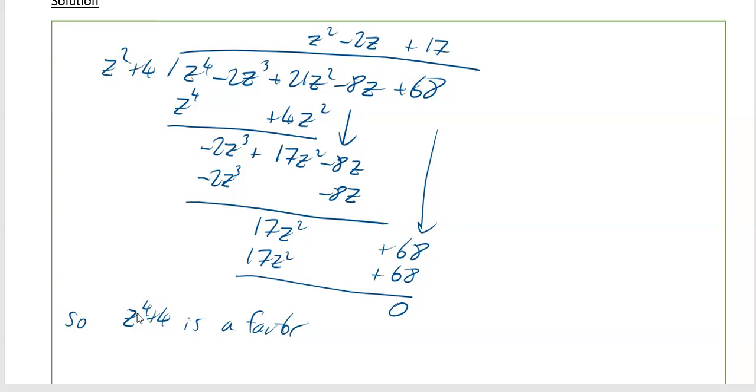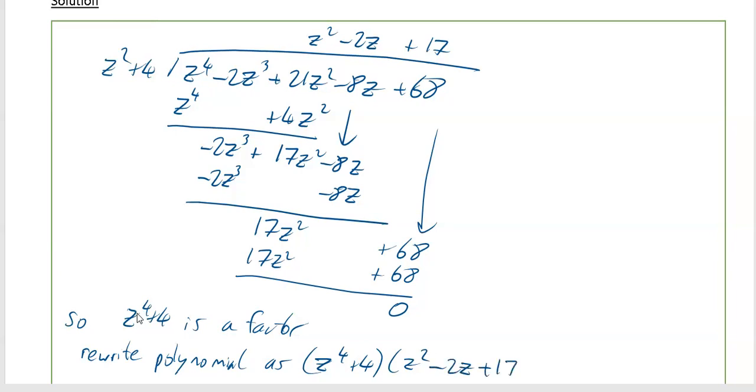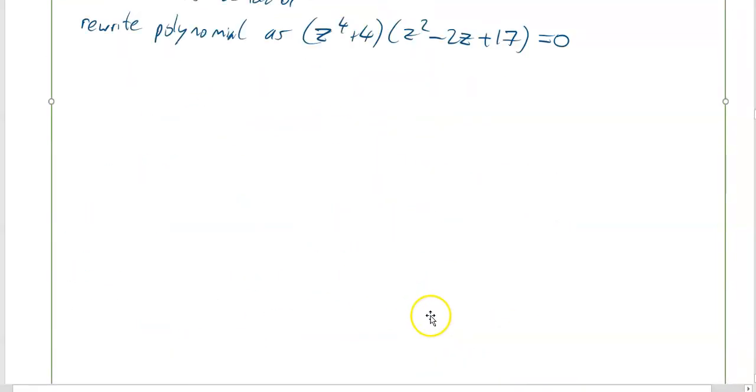What we have to do says hence solve the equation. So we're just going to rewrite the polynomial as z squared plus 4, put that in a bracket, times z squared minus 2z plus 17 is equal to 0. So we want to rewrite that, and then what we want to do is solve both of these things. So first of all, that wasn't a z to the power 4 at all, that was a z to the power 2.